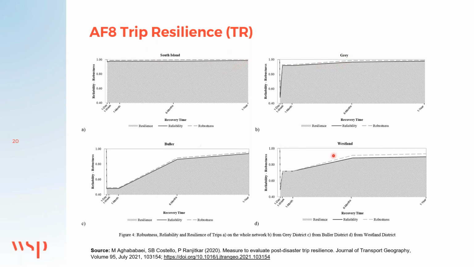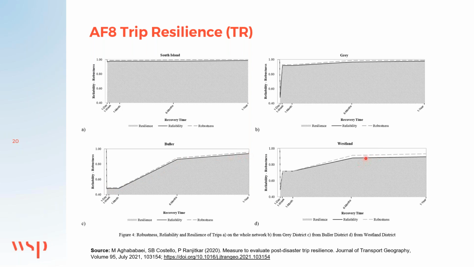But for Grey, Buller, and Westland, the three most impacted districts, you can see how it changed. For Buller, you can see that it dropped. Most of the trips would be eliminated, and then it starts to get back. And after a year, most of the trips can occur.